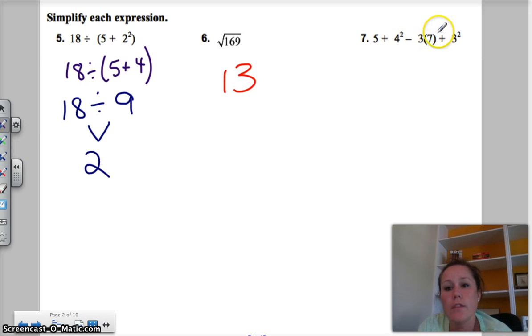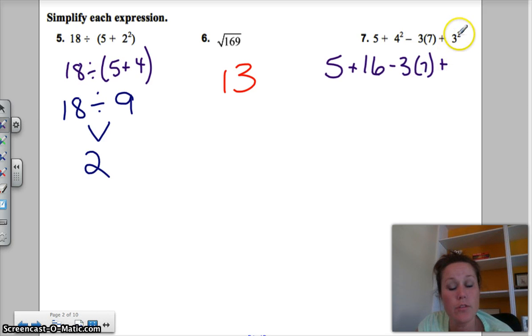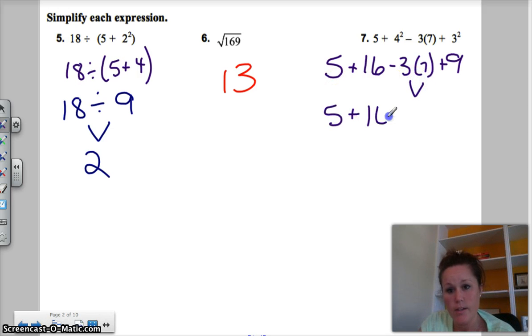All right, here, there are parentheses, but there's nothing to do within the parentheses, so I move along to exponents. So I'm going to have 5 plus 4 squared is 16 minus 3 times 7 plus, and I'm going to do these as well. 3 squared is 9. Now I'm going to move on to multiplication and division, whichever comes first, left to right, which is right here. So I have 5 plus 16 minus 3 times 7 is 21 plus 9.